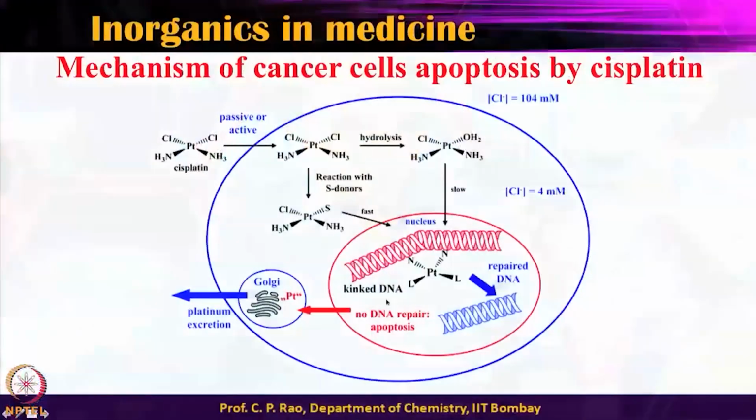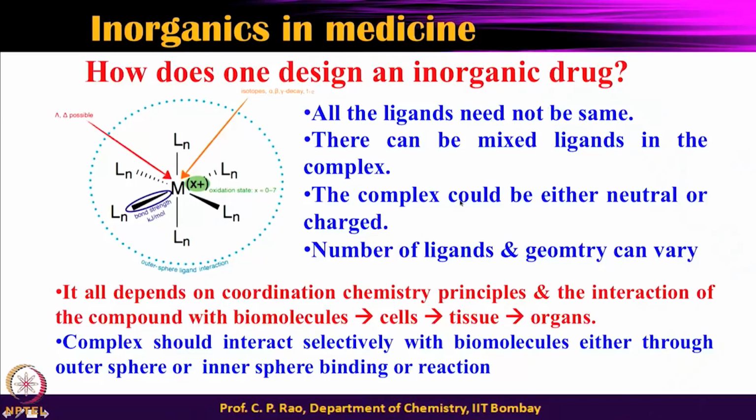So, trans will form interstrand products, and cis will make intrastrand products, and the enzyme can repair the interstrand products, but not the intrastrand product. So, what does this tell us basically? Just one example that I have explained to you, and we will see apoptosis, maybe some more examples in the future classes.